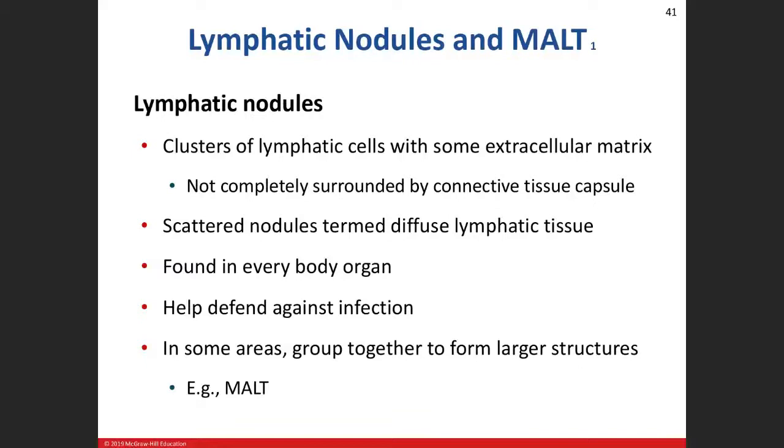Okay, let's finish up with the last part of the lymphatic system here, and that is the lymphatic nodules. Basically, these are just clusters of cells with extracellular matrix. We're just going to toss in some protein fibers, a little bit of water and large molecules, ground substance. It's randomly all over the place in the body. You'll see it in the liver, the lung, everywhere.